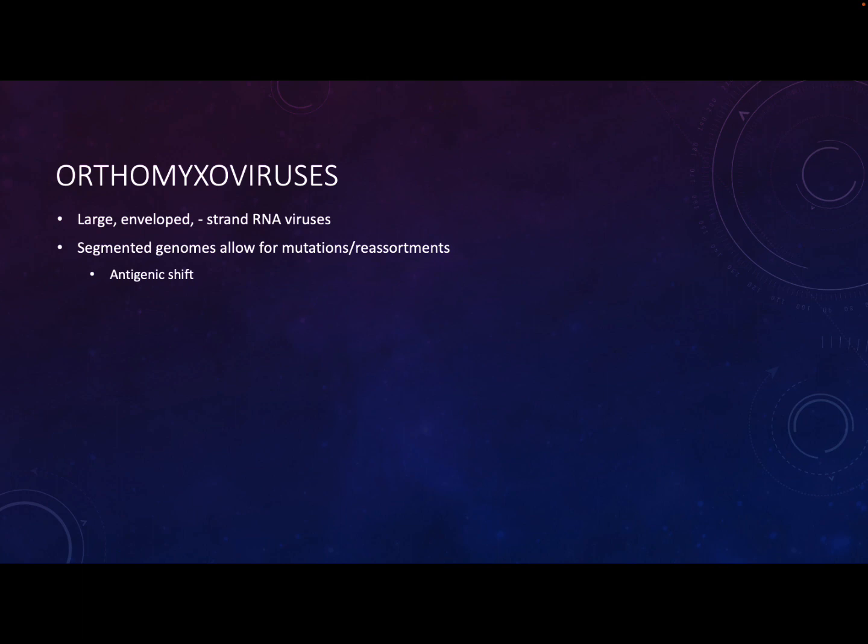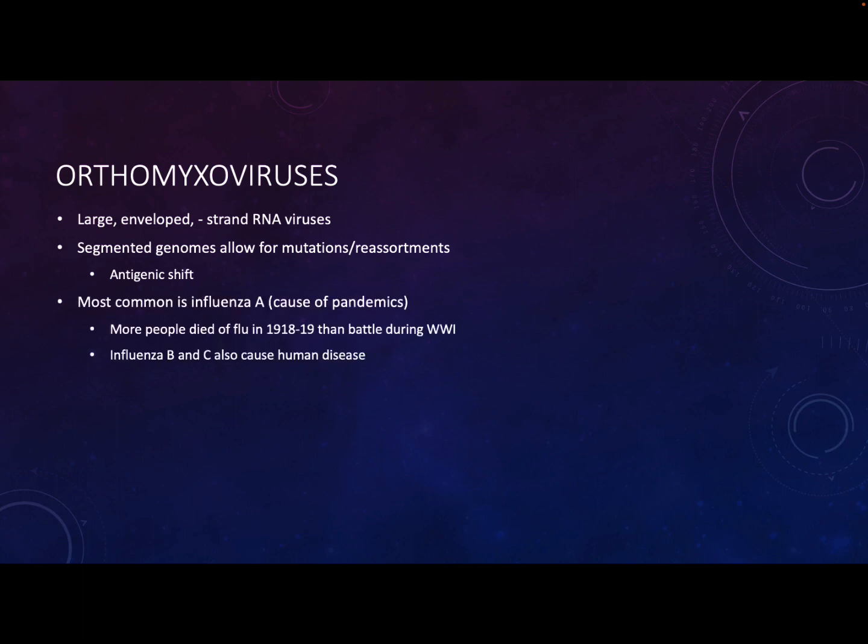The virus that we're going to talk about in this family is the flu virus, influenza. The genome of influenza is made of 8 different pieces. And because of that, if an animal is infected with 2 different strains of the virus, you can get mixing and matching of those 8 pieces to create new viral strains. And we call that reassortment or antigenic shift. So those are the 2 terms we use when we talk about flu.